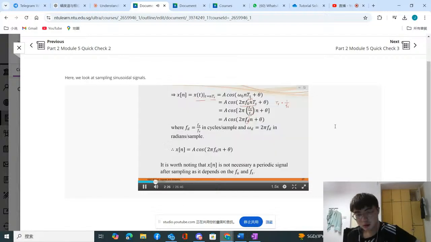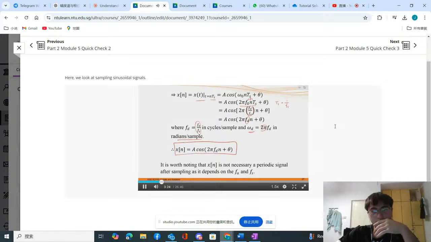So fd is the digital frequency or normalized frequency given as fa divided by fs, and the unit is in cycles per sample, because fa is cycles per second, and fs is number of samples per second. So the unit of fd is cycles per sample. And frequency and omega are related by a factor of 2 pi here, so we can also define omega d as 2 pi fd. And in this case, omega d has a unit in terms of radians per sample.